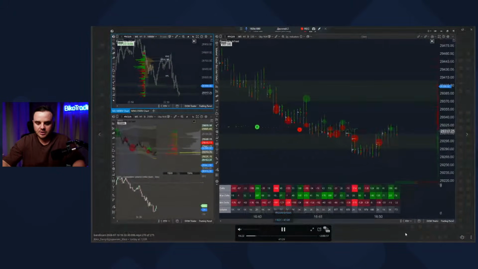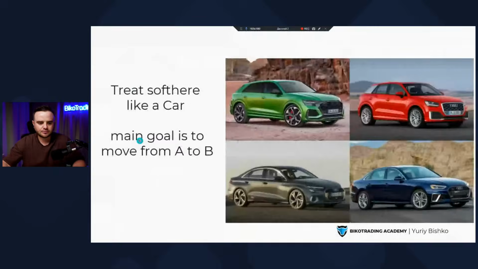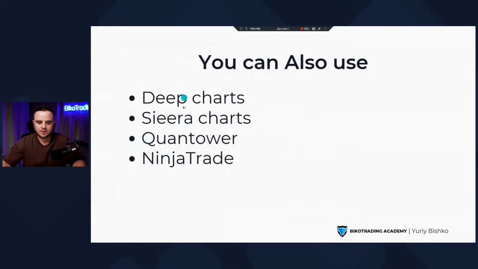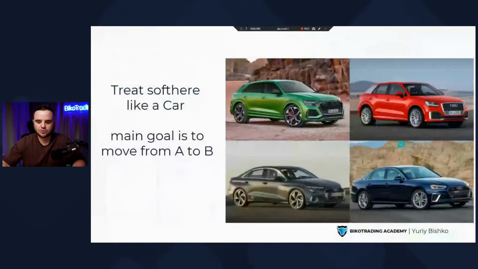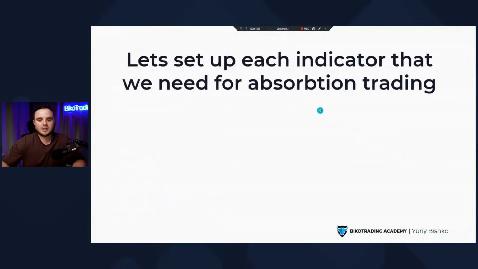Any of the others, like Quantower or Deep Charts, is okay. The platforms on this list are okay. ATAS, I think, is the best, but if you wish, you can use any of them. Let's set up each indicator that we use for absorption, and after that, let me show you examples and explain how absorption works.